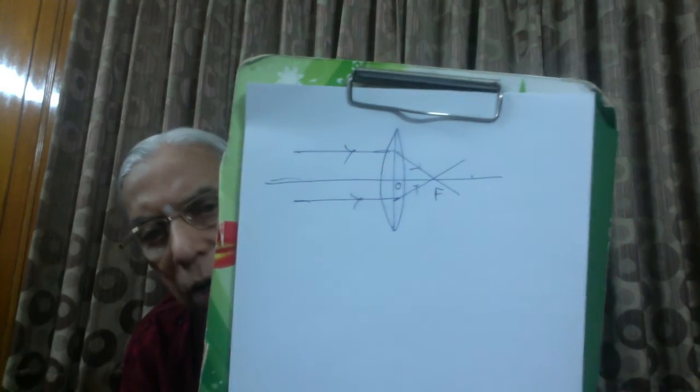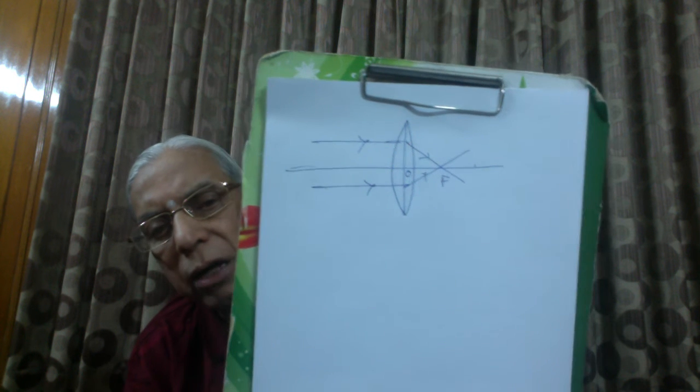Now I am just considering two rays of light traveling parallel to the principal axis. After refraction, all of them pass through a fixed point, and that fixed point on the other side of the lens is the principal focus. Please see that. I made it very clear now.